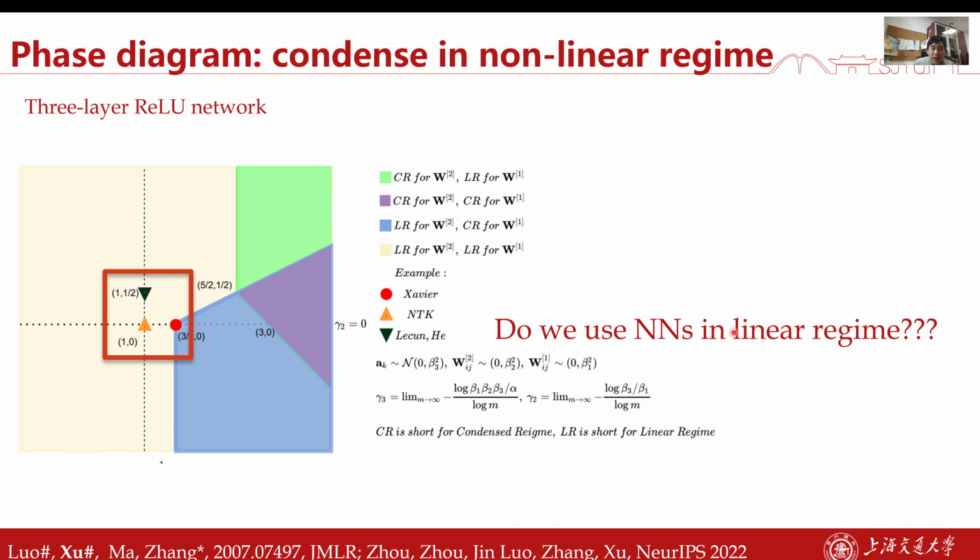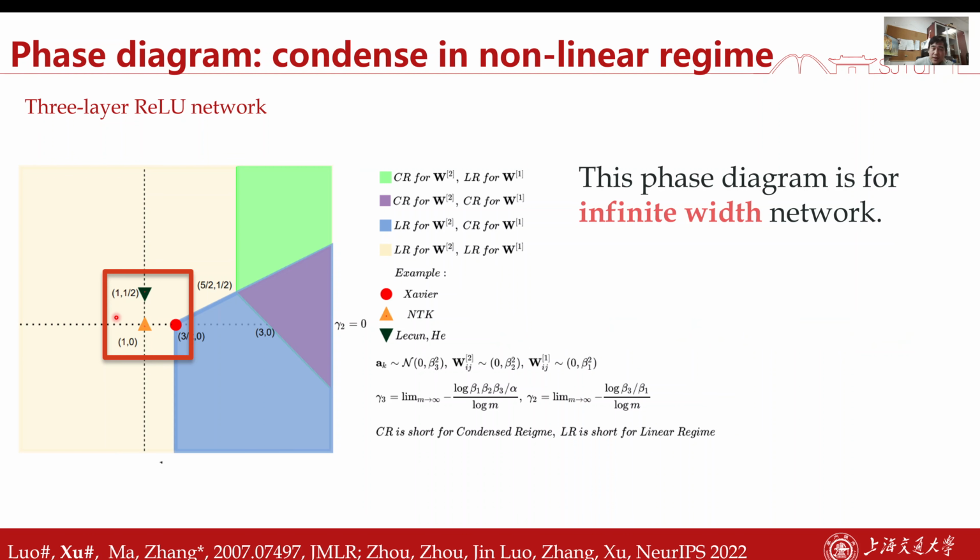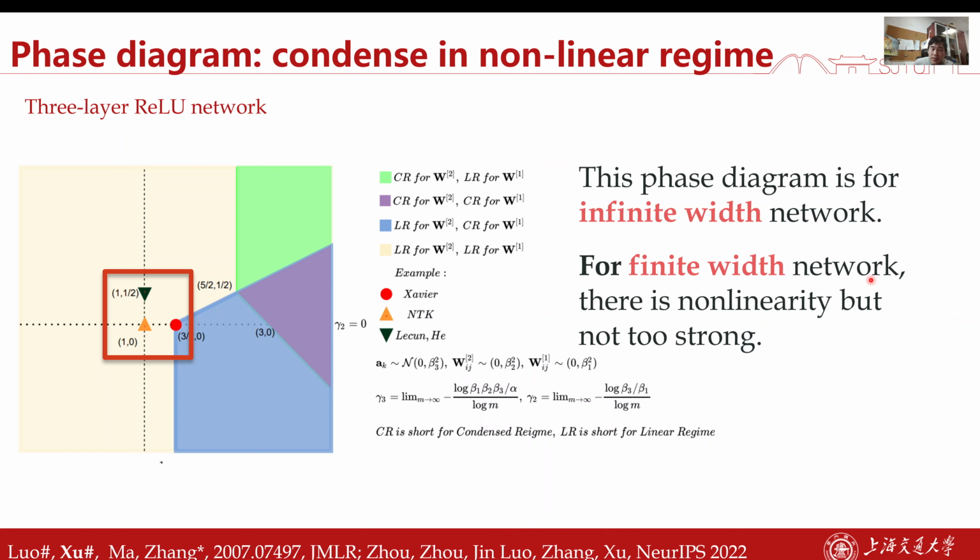People might care about this: do we use neural networks in the linear regime, such as with Xavier or Kaiming initialization? They are all in a linear regime. But actually, the answer is not quite, or yes. This phase diagram is only for infinite width networks. For finite width networks, there is nonlinearity, but not too strong, even for these initialization methods that are not far from the separation of regimes.